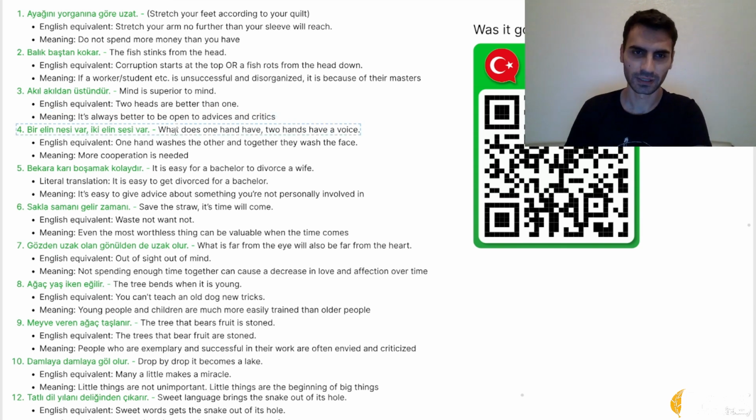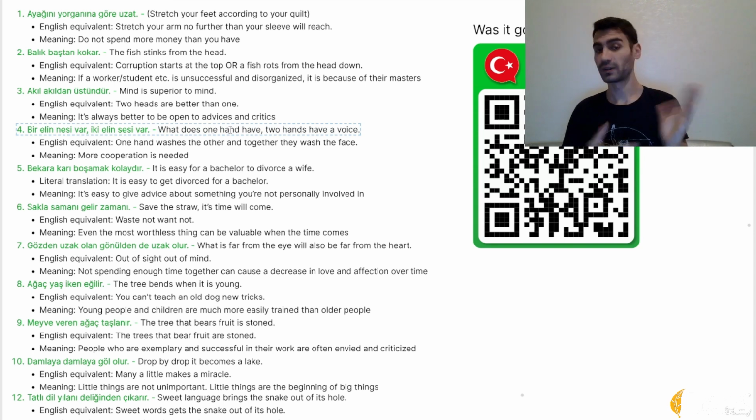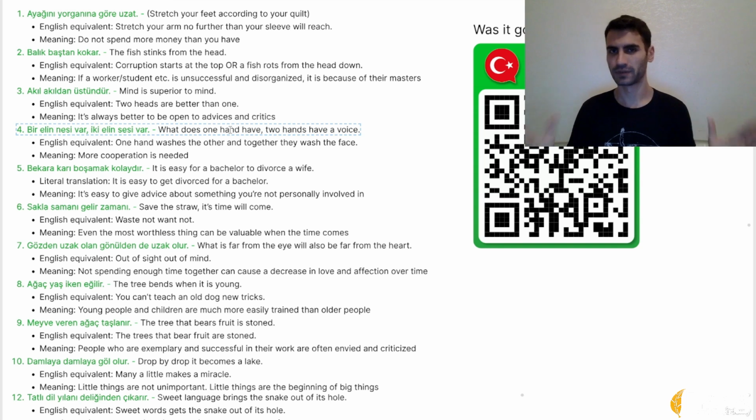Bir elin nesi var, iki elin sesi var. What does one hand have? Two hands have a voice. Literally, what does one hand have? I mean nothing. Two hands have a voice. One hand washes the other and together they wash the face. That's also cool. So it means more cooperation is needed.